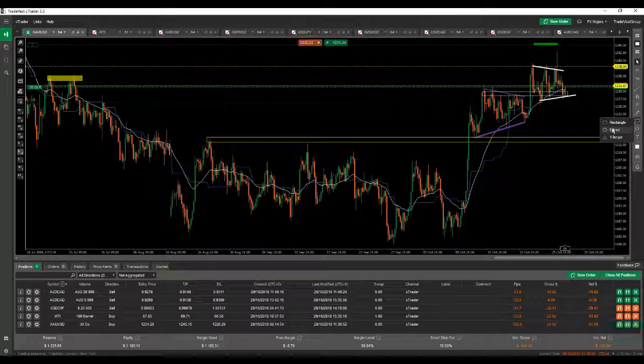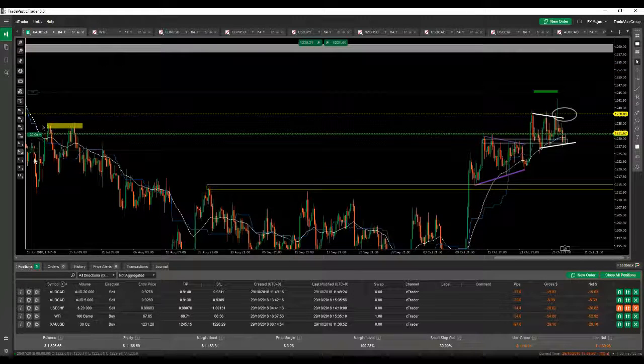Okay, so if I see this working out, if I see price action starting to break out from this area here, if I see this being broken, 1238, I'm probably going to move my stop loss into profit and then take my take profit all the way up here. That's it. Those are my active positions.